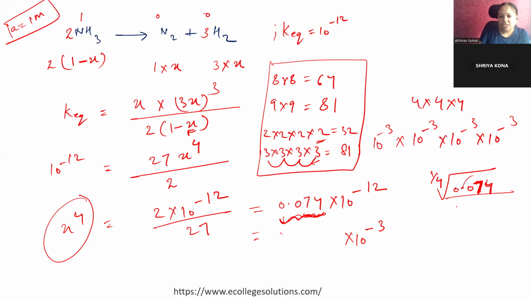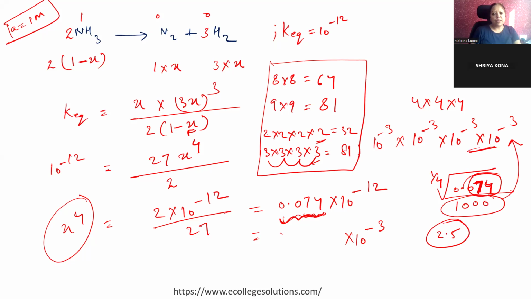So what I suggest you to do is find 3 zeros, and these 3 zeros will be added towards this, so you can then find this root. 74 will now be between 2 and 3, or you can say 2.5, and then you can calculate this. But trust me, this kind of difficult calculation will not come together. The values will be very easy.